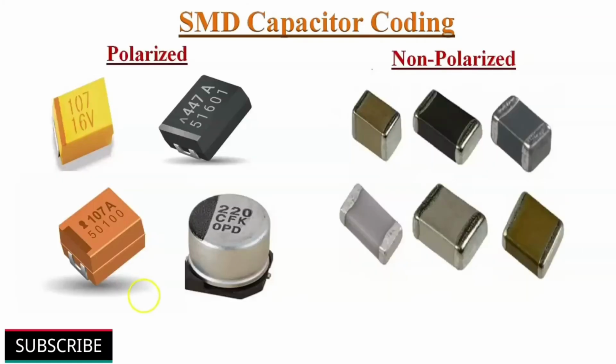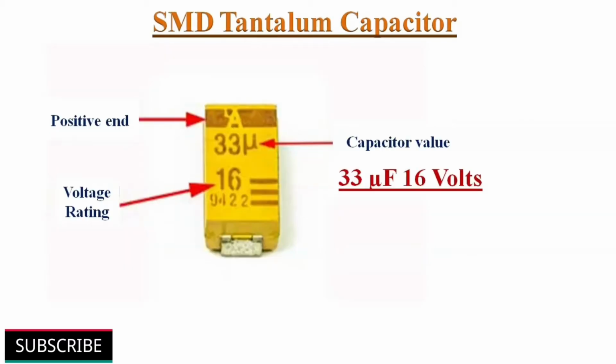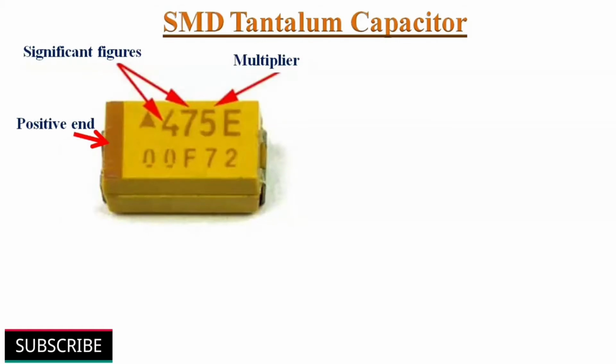Both tantalum and aluminum electrolytic capacitors are polarized, so it is vital to pay attention to their polarity markings before installation. Conversely, ceramic SMD capacitors are non-polarized, permitting connection in any orientation. Typically, capacitors employ a 3-figure format where the first 2 digits denote significant figures and the third serves as a multiplier. Voltage ratings are communicated using alphabetic letters that correspond to specific values.